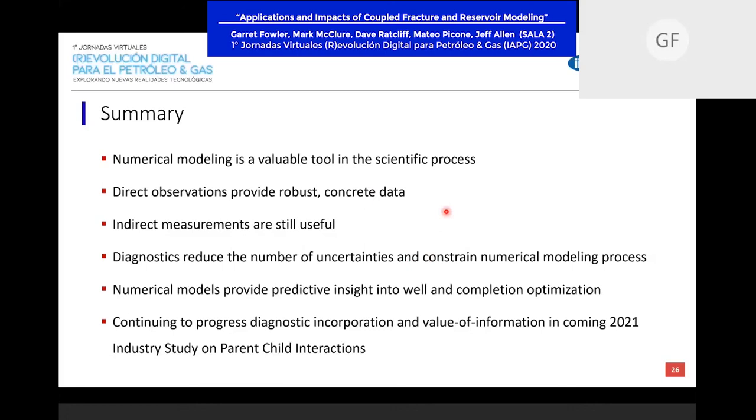And as a company, we're continuing to progress our understanding of these diagnostics and how to incorporate the learnings on history matching. In particular, we're leading a joint industry study next year modeling parent-child interactions using that coupled reservoir and fracture simulator that I showed and used for the examples in this study. So this is an area of active research, and we're pretty excited about where these diagnostics are evolving and the utility that is coming to numerical modeling.